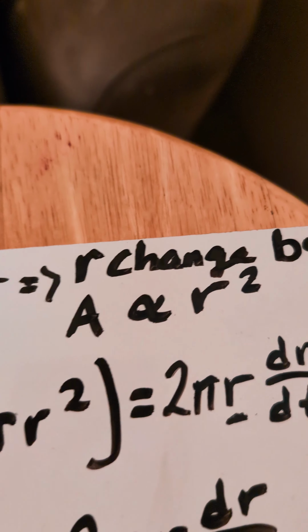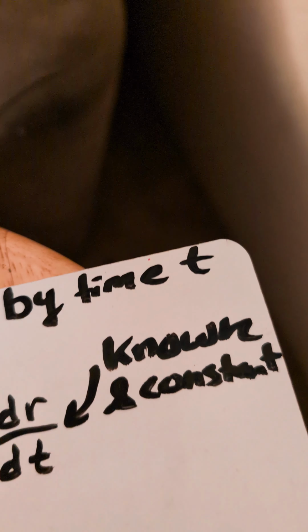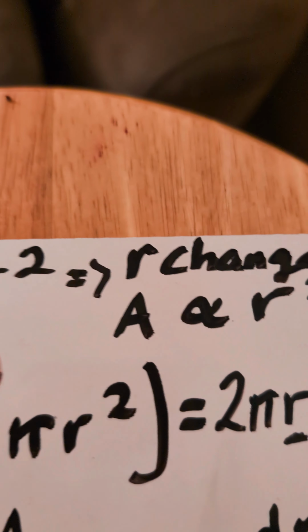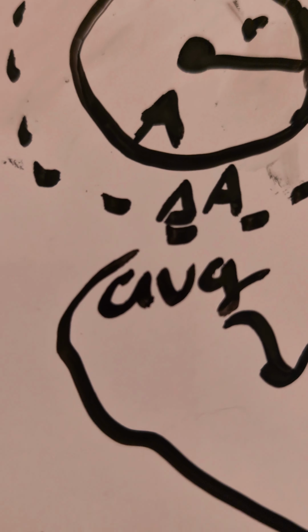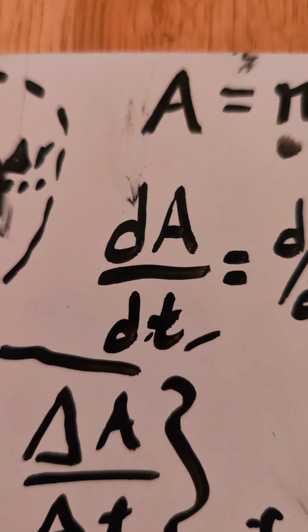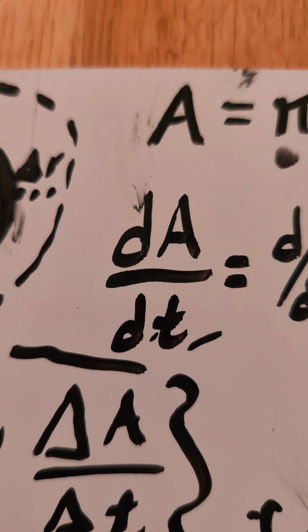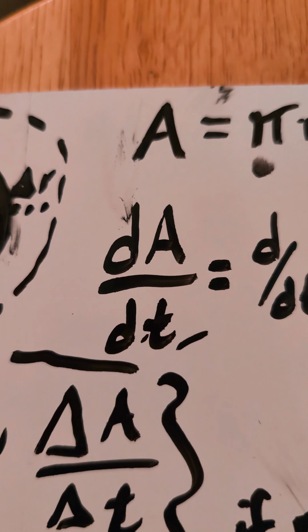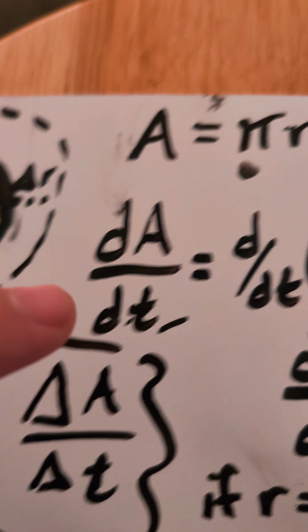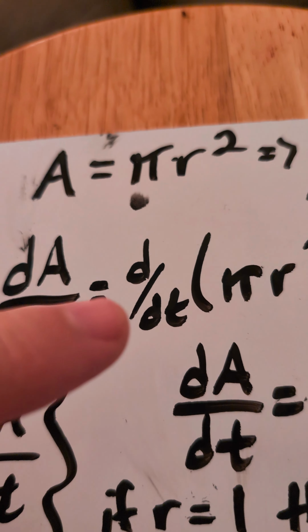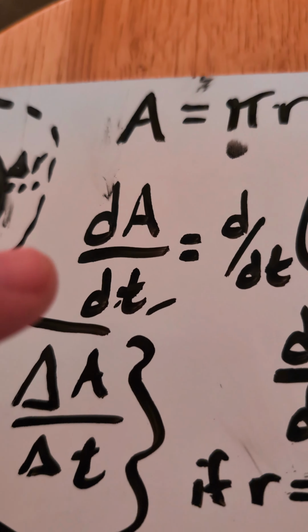So if we look over here, the area of a circle is equal to pi r squared. And so we can note that r is changing by time, t, and A is proportional to r squared. So we have to use what's called the derivative, which is basically this, but instead of being an average, it's a specific change in time, because we'll find that the change of area changes over time. So we take the derivative of A, which is like saying what's the change in A per time, and we find the change per time of pi r squared, because that's what A is.